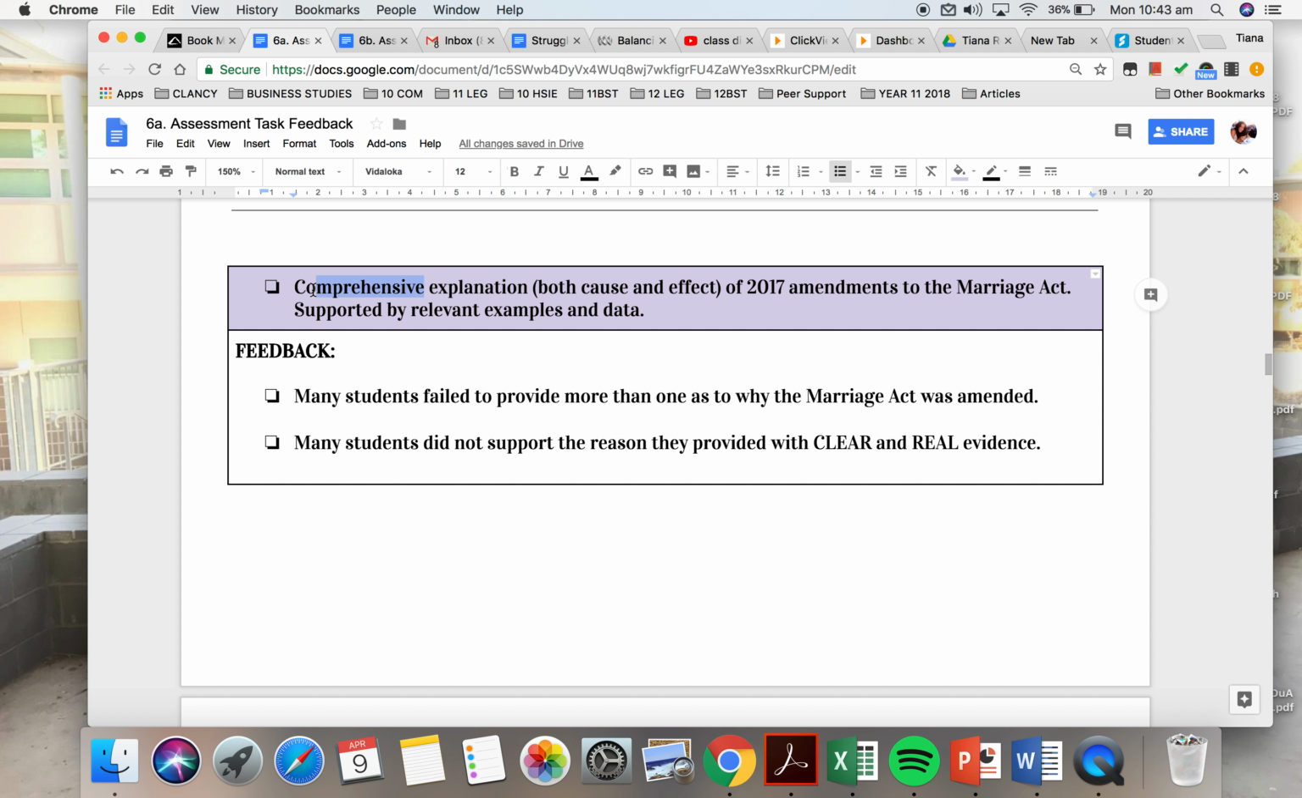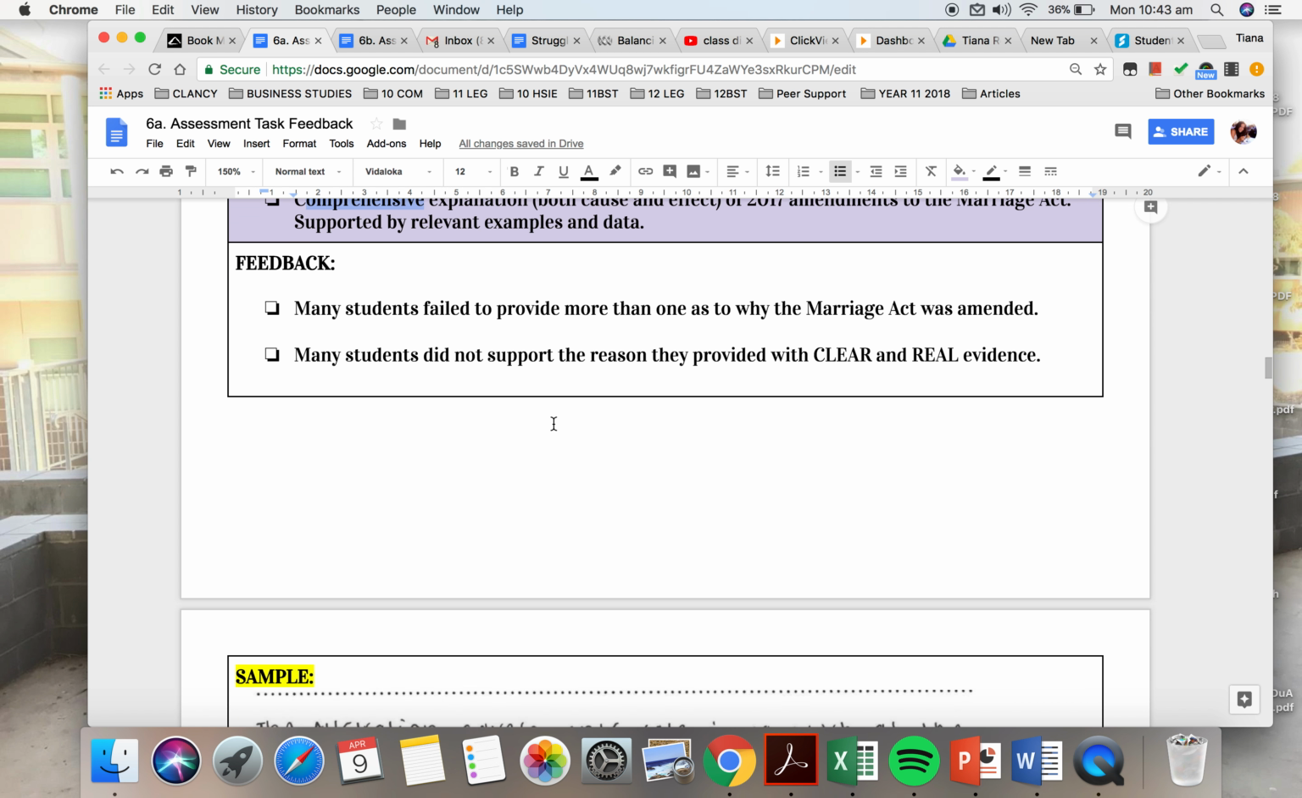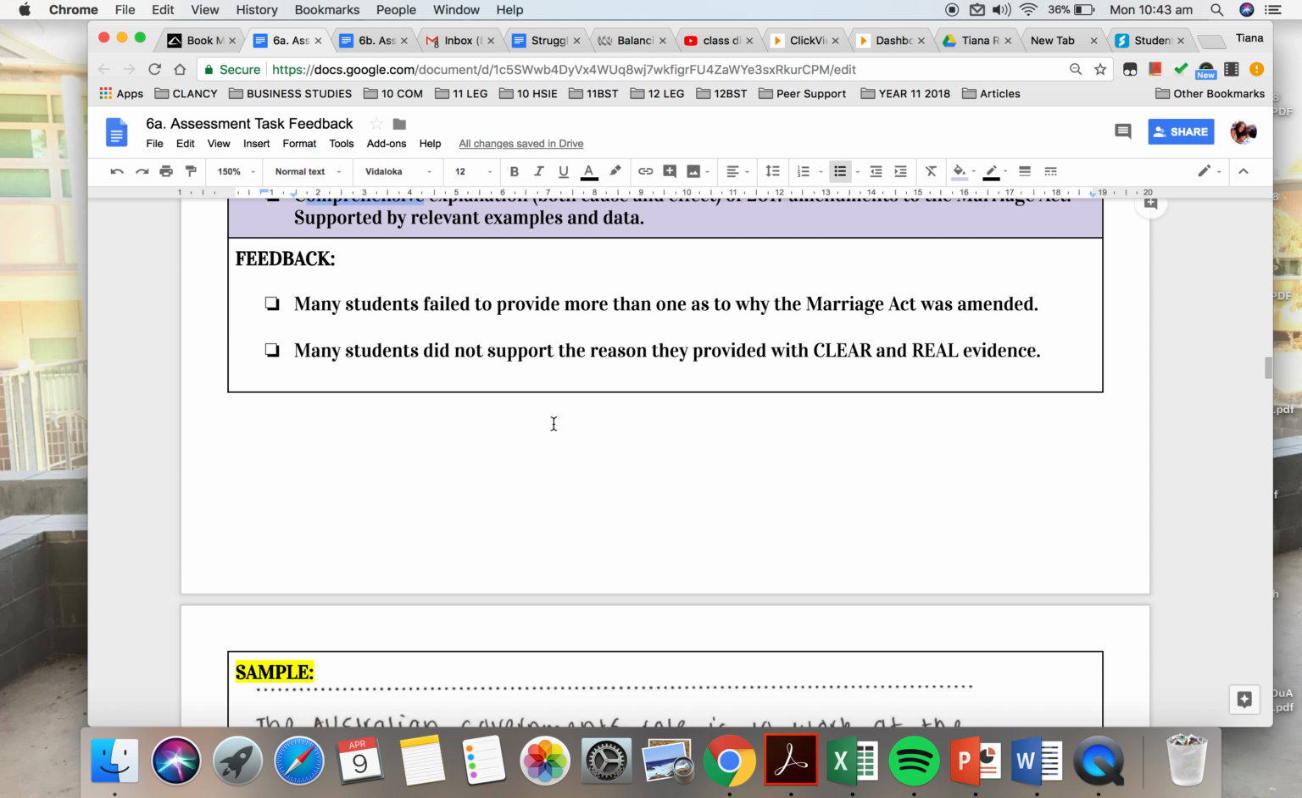Comprehensive meaning that you need to have more than one reason. So at least 2 reasons as to why it changed. Why did the Marriage Act change in 2017? So we were looking for this both in core and above level. So the feedback from that.